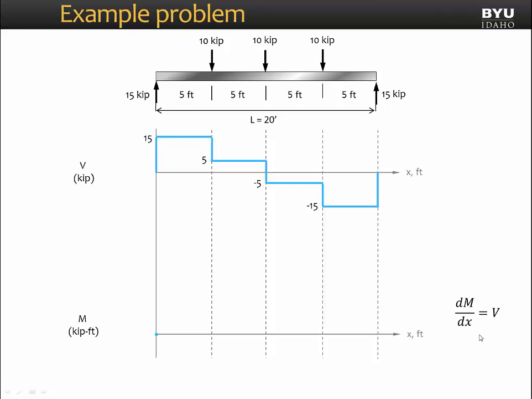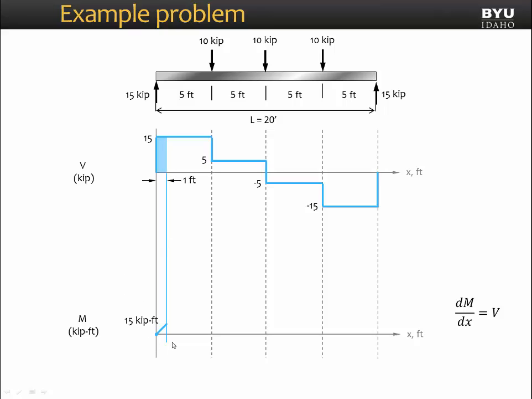Now the derivative of a function will always give us the slope of that function. So the shear diagram is telling us what the slope is on our moment diagram. And we see in our shear diagram for the first 5 feet of our beam that we have a positive 15 kip internal shear force. That means our slope on our moment diagram is going to be positive, and it's going to be at a slope of 15. So let's draw the first 1 foot section of our moment diagram. There will be a line, it will be linear, and the slope of that line is equal to 15.